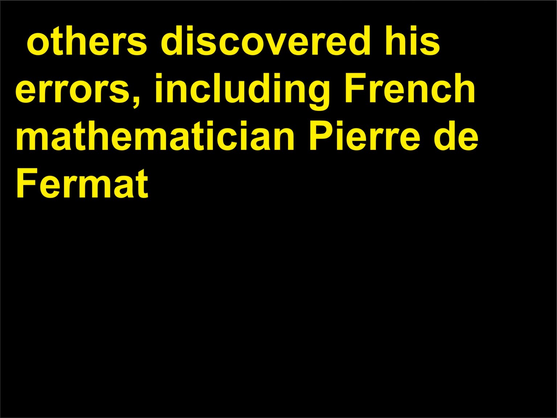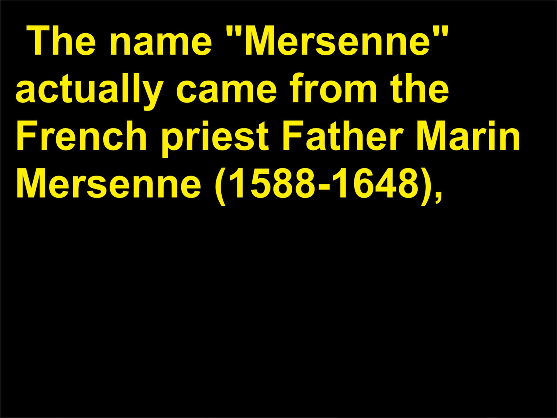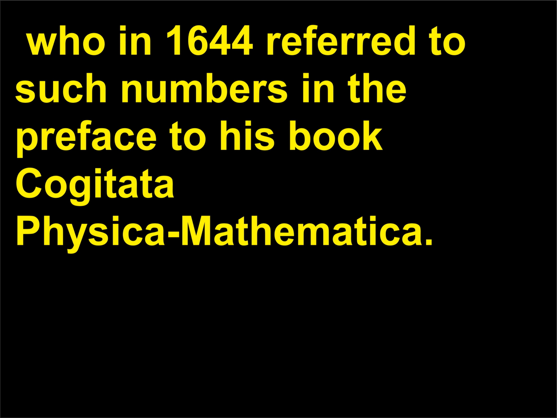others discovered his errors, including French mathematician Pierre de Fermat, 1601–1665, in 1640, and Swiss mathematician Leonhard Euler, 1707–1783, in 1738. The hunt for primes continued. The name Mersenne actually came from the French priest Father Marin Mersenne, 1588–1648, who in 1644 referred to such numbers in the preface to his book Cogitata Physica Mathematica.